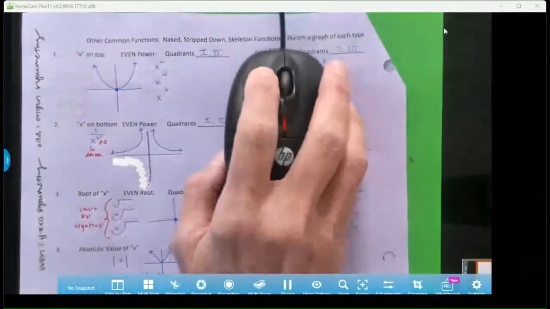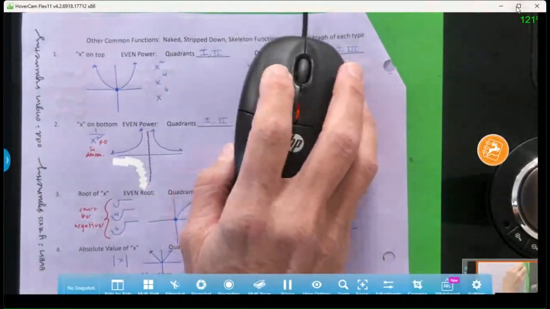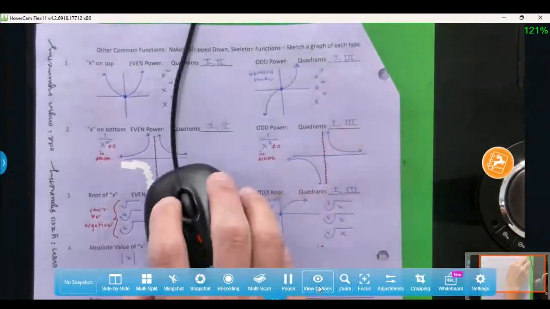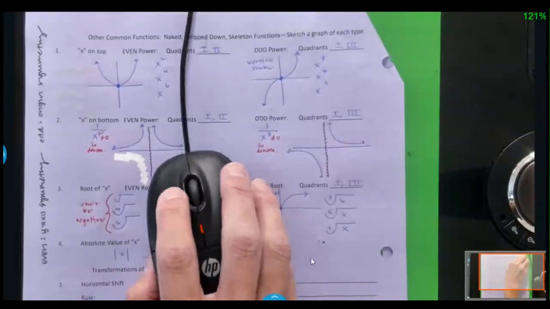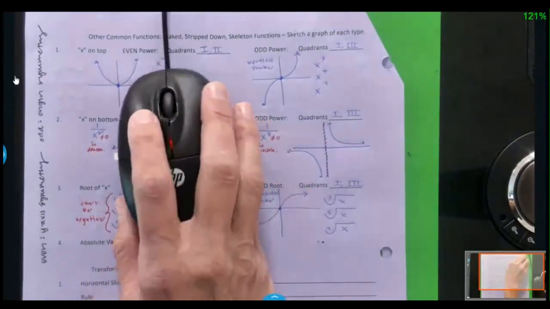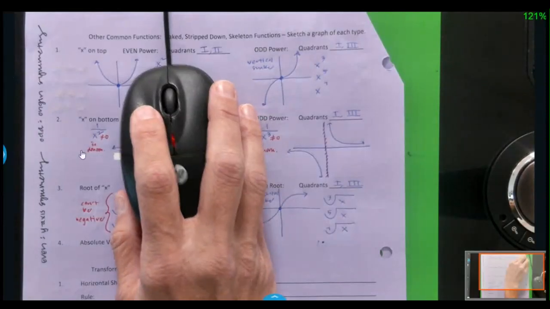And I'm going to share my screen. Did I press record? I think so. Yeah, it's famous. Yep, it's recording. We're good.